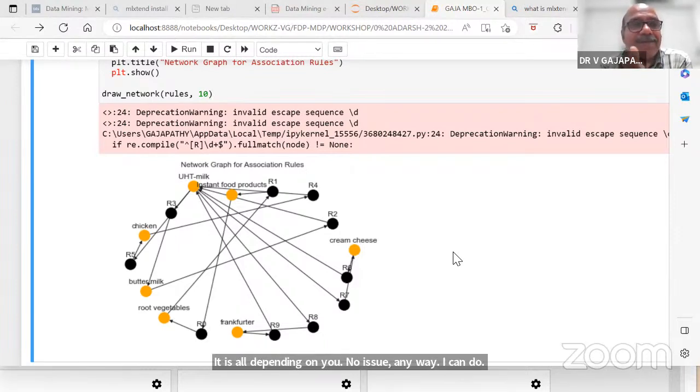It is not any secret, sir. It is everywhere. It is available. You can see. Only thing is we have to work on it. Continuously, we have to work on it.